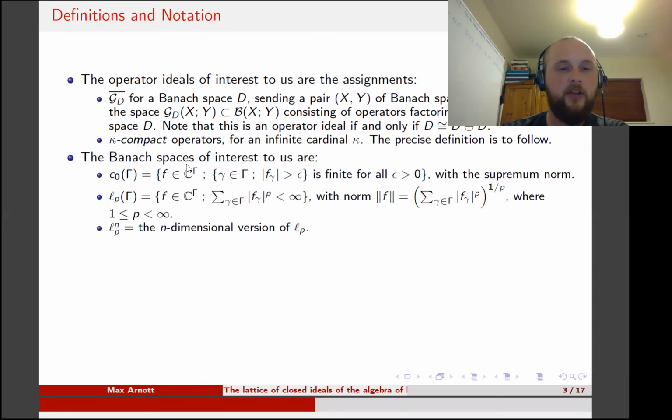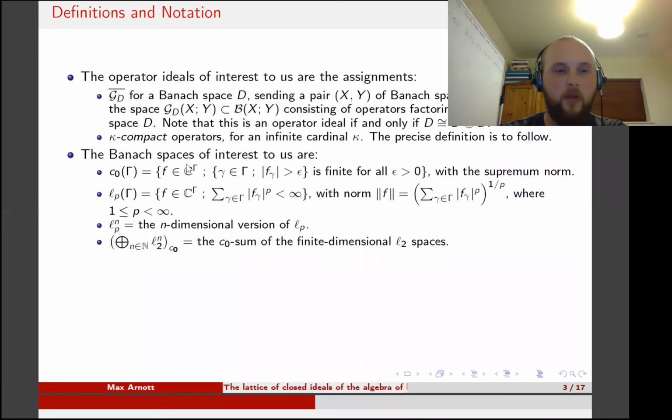We're also going to need the finite dimensional versions of the L^p space. So it's just n-tuples with the p-norm. We're going to use the C0 sum of the finite dimensional L2 spaces as well. So the elements of that are sequences of elements of Hilbert spaces. And for the norm, you take the supremum of the norms of those elements.